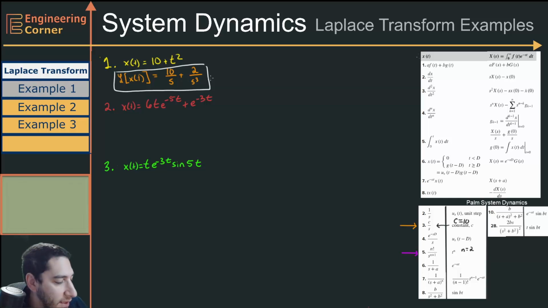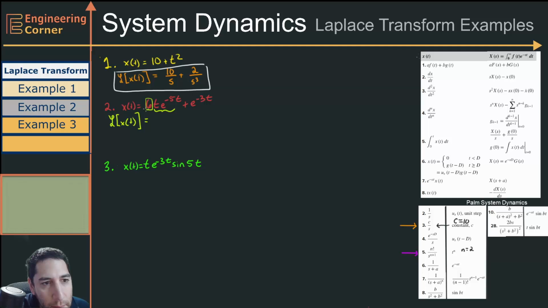Now let's go to example number 2. With example number 2, our function is x of t is equal to 6 times t times the exponential e to the minus 5t plus e to the minus 3t. Okay, so again, we have two terms. We're going to deal with them individually. And the Laplace transform of my function is equal to, let's do this first term. Well, this first term, we have a t times e to the minus 5t. And we have a 6.